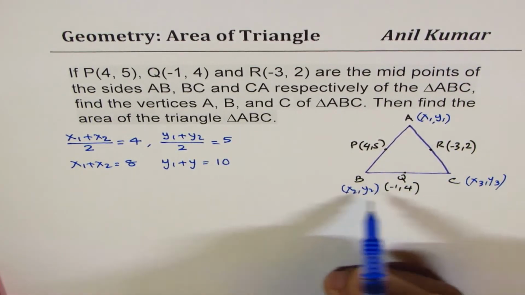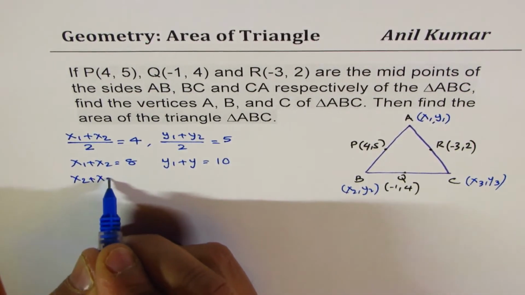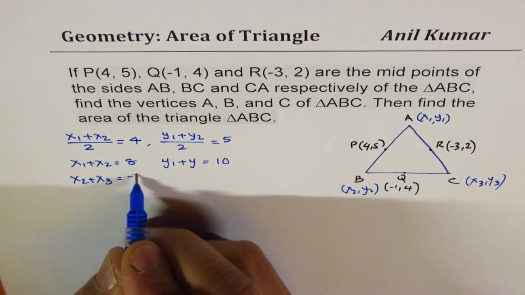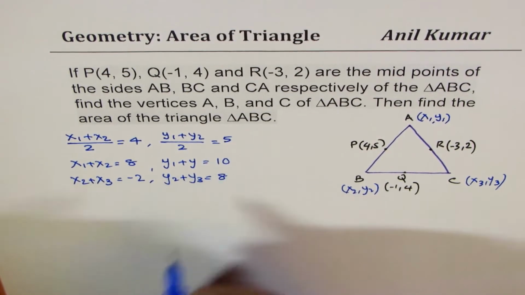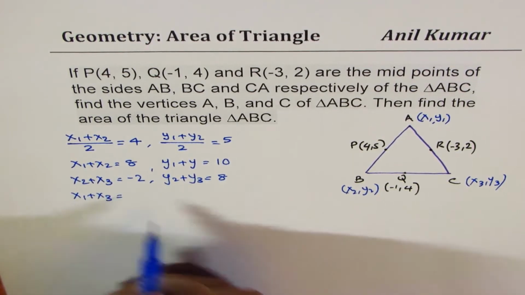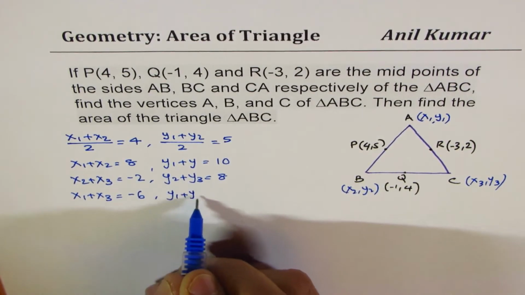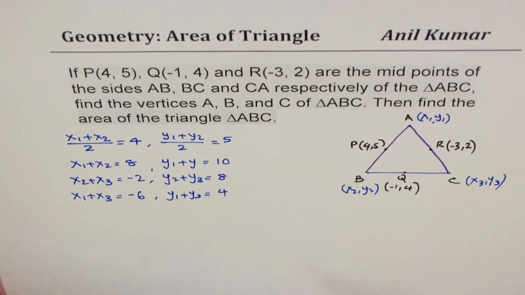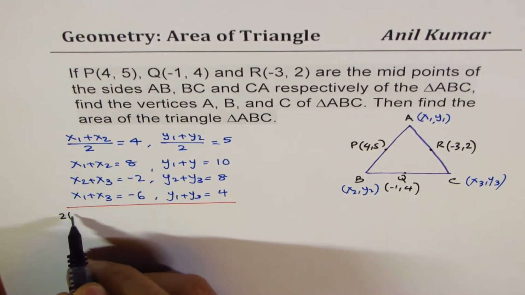Similarly, you can get these two equations, right? So we'll just straight away write x2 plus x3 is twice the x value, which is minus 2, and y2 plus y3 is twice the y value, which is 8. And here we get x1 plus x3 is twice the x value, which is minus 6, and y1 plus y3 will be twice 2, which is 4, right? So we get these sets, and if we add them all, then what do we get? We get 2 times, all these are twice, correct?